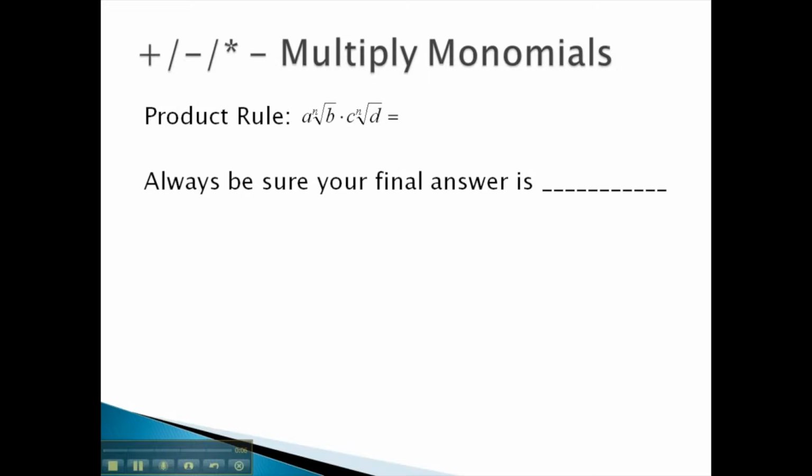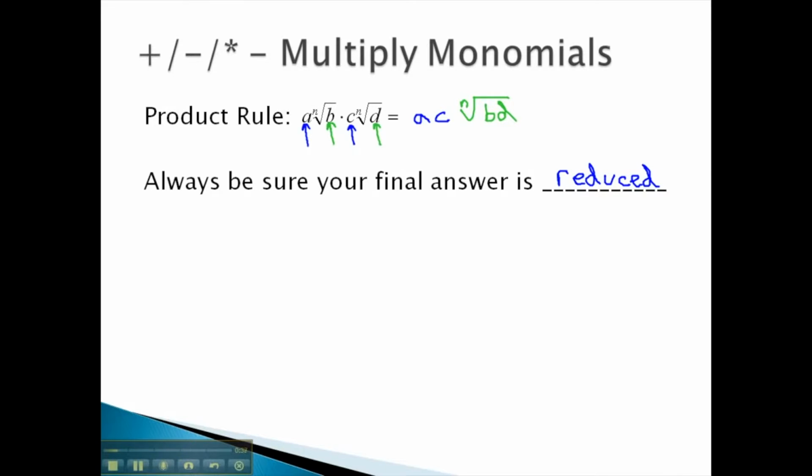We have a product rule, which says that if we're multiplying an expression with a radical by another, we will simply multiply the numbers on the outside, or the coefficients, together. And then we will also multiply the numbers inside, or the radicands, together under the same index, keeping them under the index. Of course, we always want to be sure our final answer is reduced.